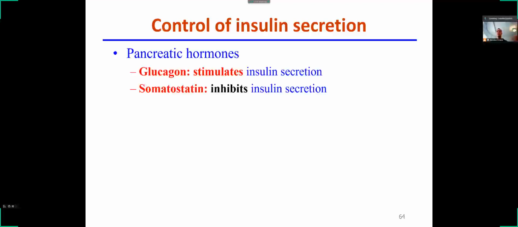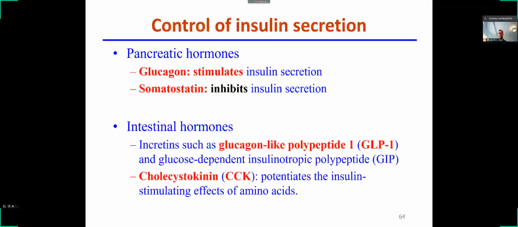So in addition to the nervous system, you also have control of insulin secretion by pancreatic hormones. So glucagon can stimulate insulin secretion, and somatostatin inhibits insulin secretion. So these are two pancreatic hormones that are produced by other cells, if you remember, but still regulate insulin secretion.